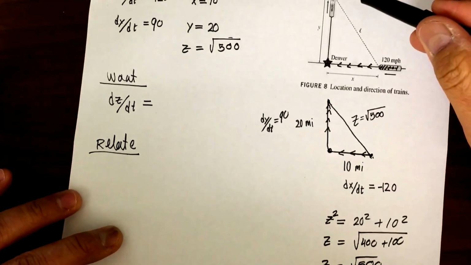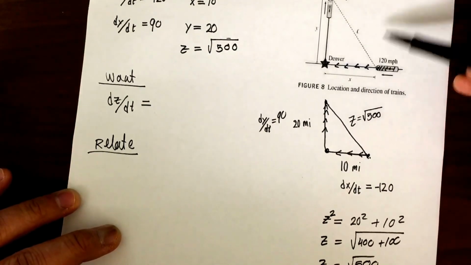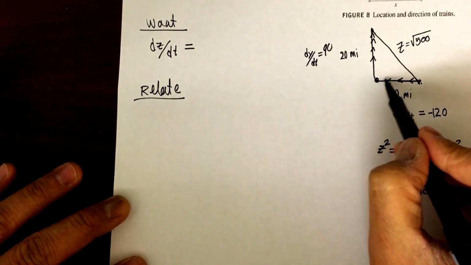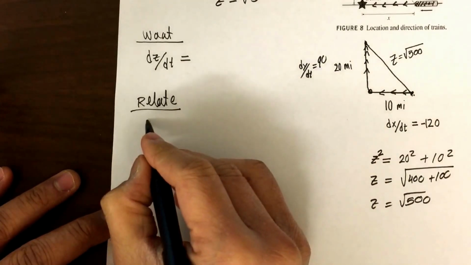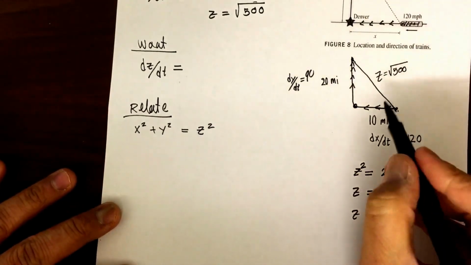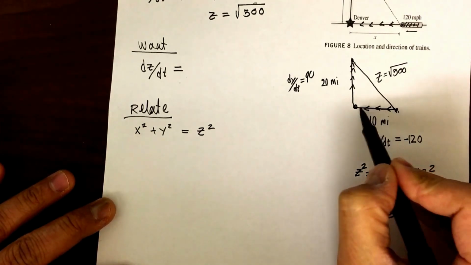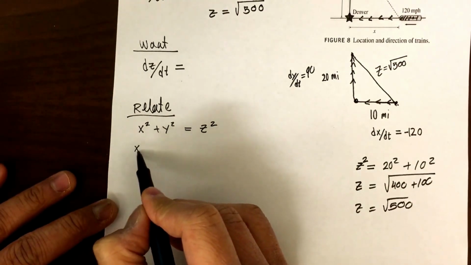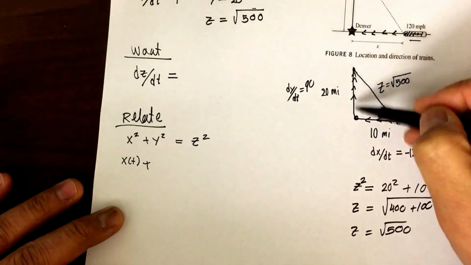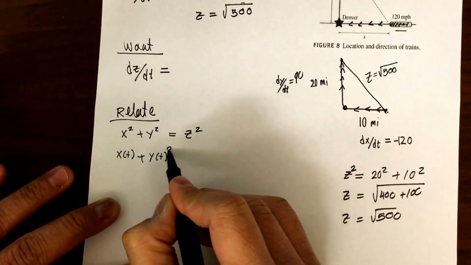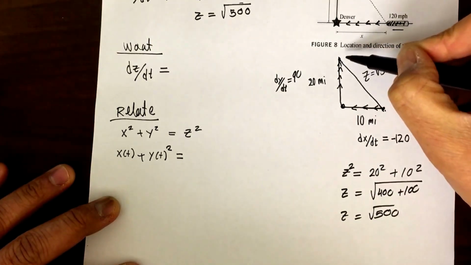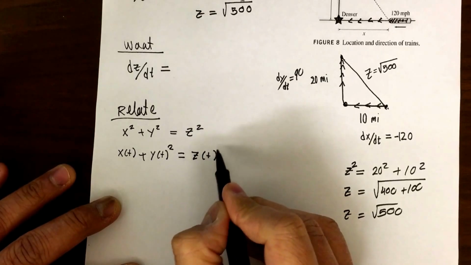In any problem that looks like a right triangle, we're always going to use the Pythagorean theorem identity, which is x squared plus y squared equals z squared. And now we use common sense and we ask ourselves, will the distance in the x direction change over time? And the answer, yes, it will change over time. Therefore, x is a function of time. Will the distance in the y direction change over time? And the answer is yes. Therefore, y is a function of time. Will the distance between the two trains change over time? And the answer is yes, they do. So z is also a function of time.